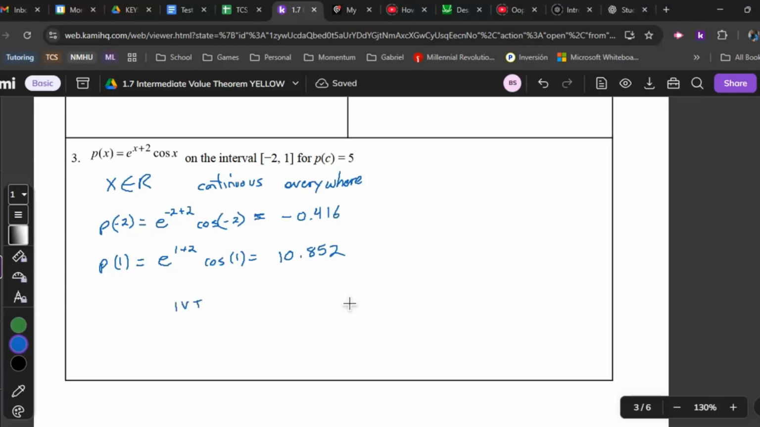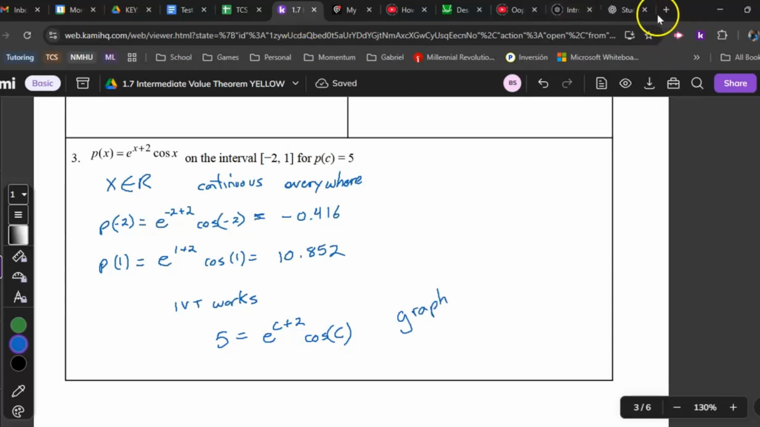All right. So does 5 lie between those two things? Yes, IVT will work. So now let's take it a step further and find it. We now know that 5 has to be equal to e to the c plus 2 cosine of c. Now, you're like, great, Mr. Brad, that does not tell me anything. It does, because you could graph that.